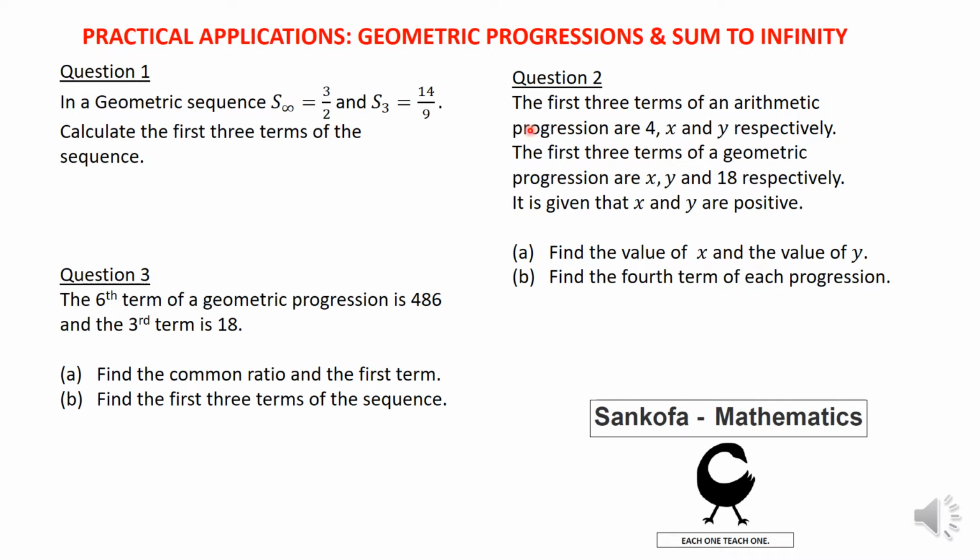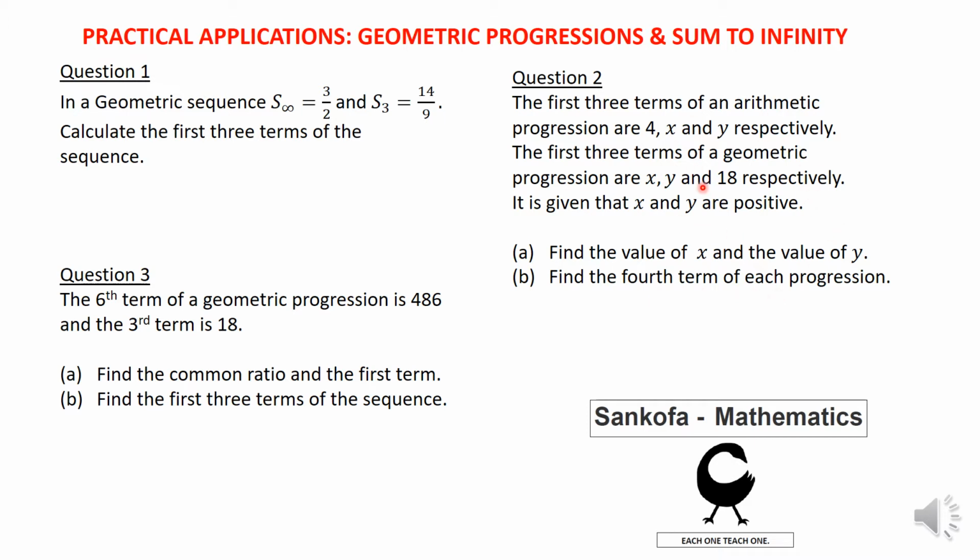The second question: the first three terms of an arithmetic progression are 4, x and y respectively. The first three terms of a geometric progression are x, y and 18 respectively. It is given that x and y are positive, very important. Part A, find the value of x and the value of y. Part B, find the fourth term of each progression.